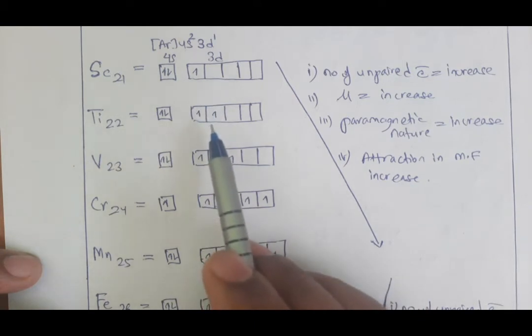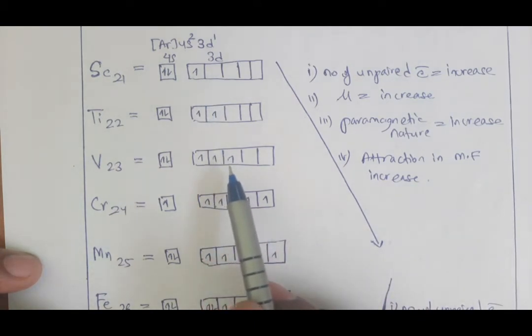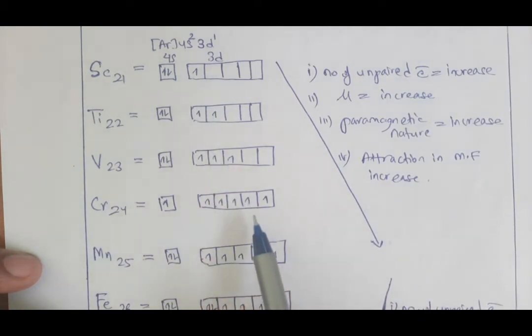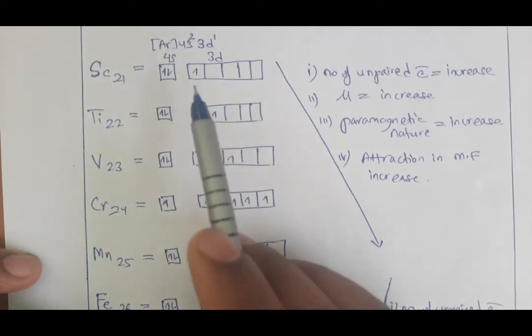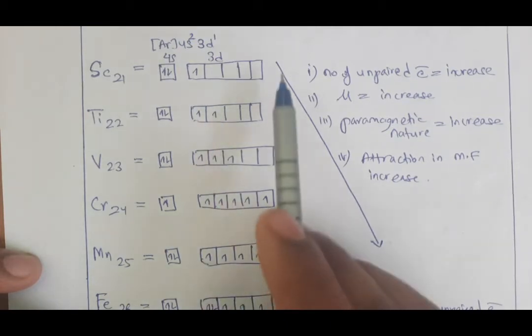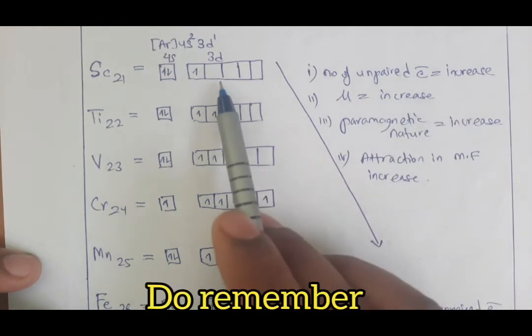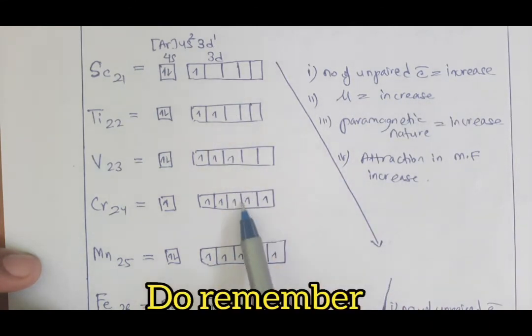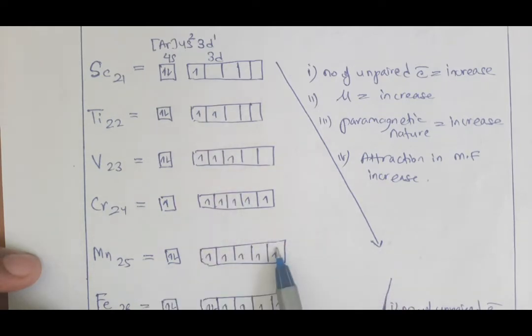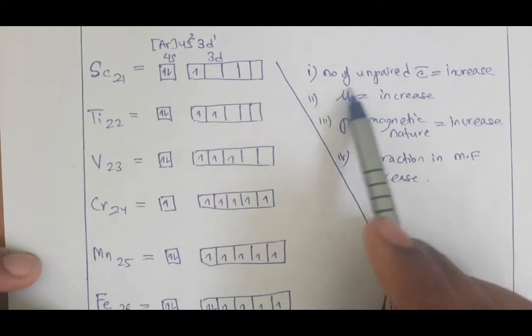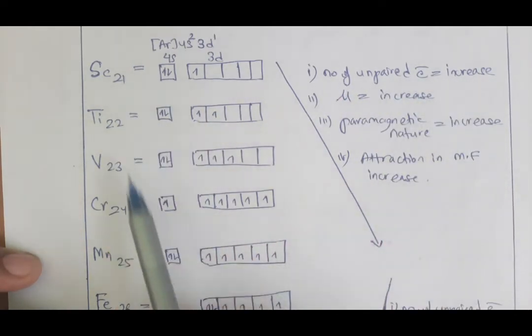Now you can see out here, there is 1 unpaired electron in scandium. When you go to titanium, it's 2, vanadium 3, chromium 5, manganese 5. So from scandium till manganese, if you see this arrow, the number of unpaired electrons is increasing: 1, 2, 3, 5, 5. The number of unpaired electrons increases from scandium to manganese.